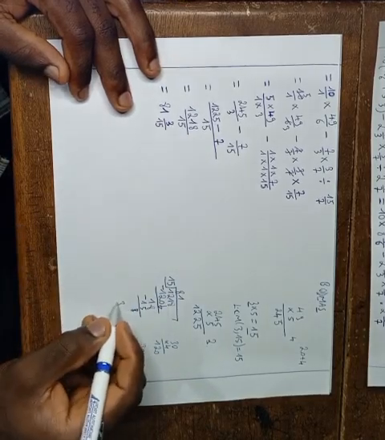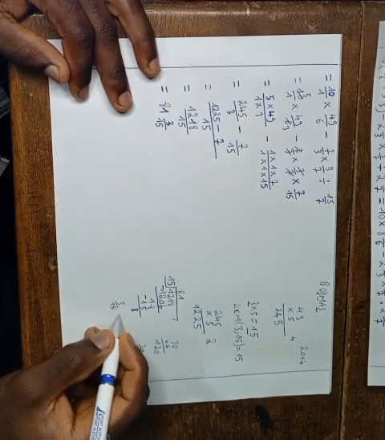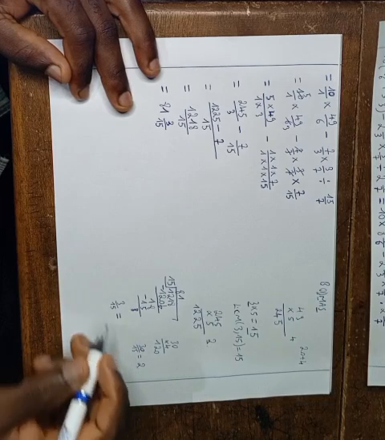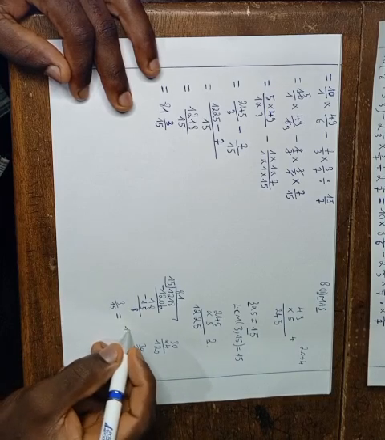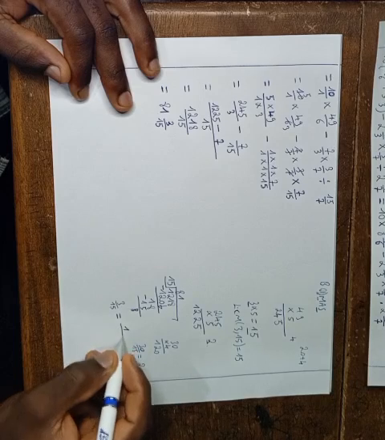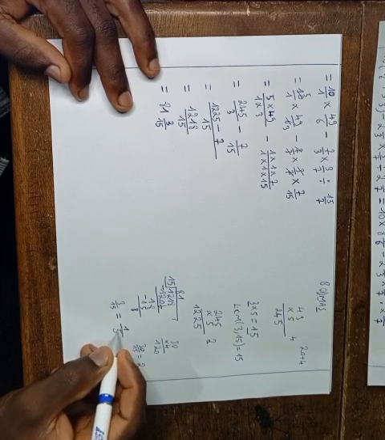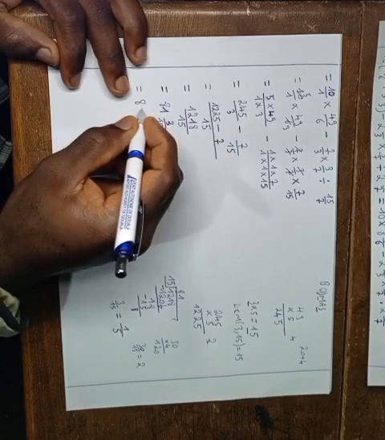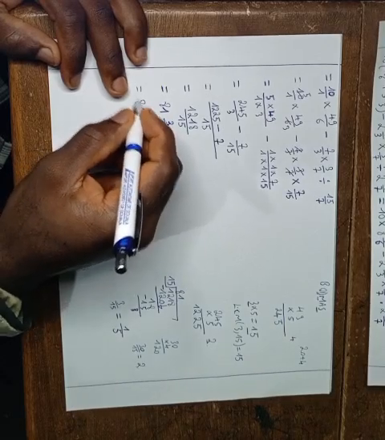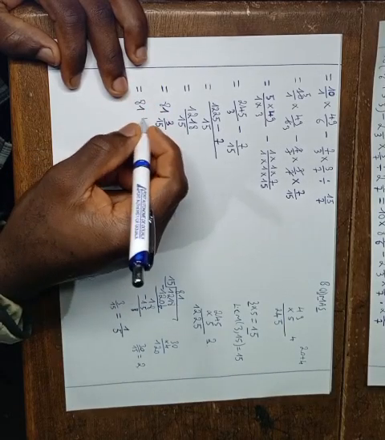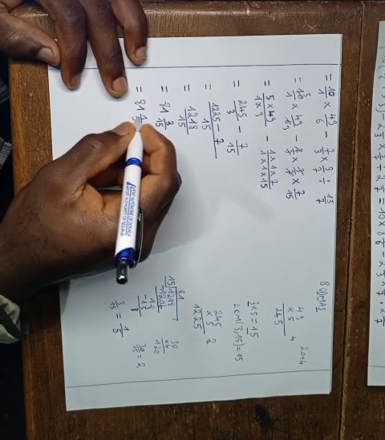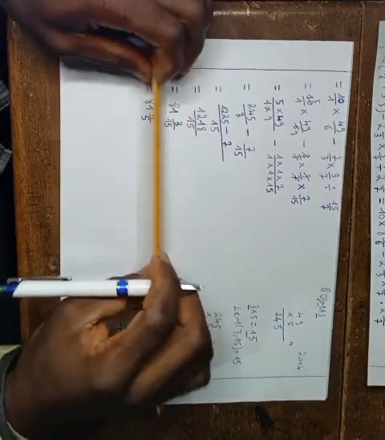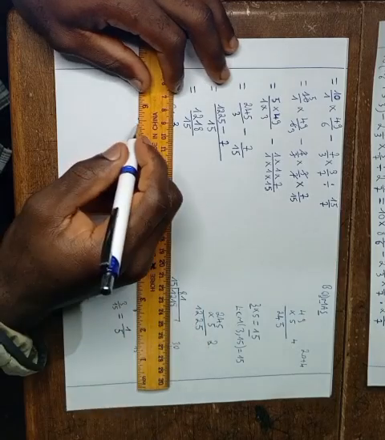Next, 3 over 15 can be further simplified since 3 is a factor of 15. 3 will go into 3 one time, 3 will go into 15 5 times. So this will give us 81 and 1/5. This is our answer. We are going to underline the answer.